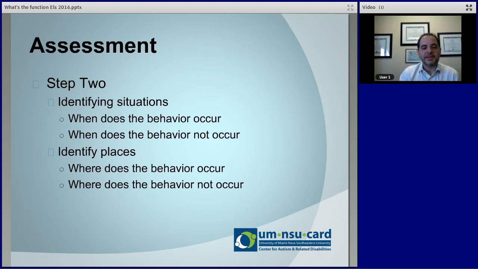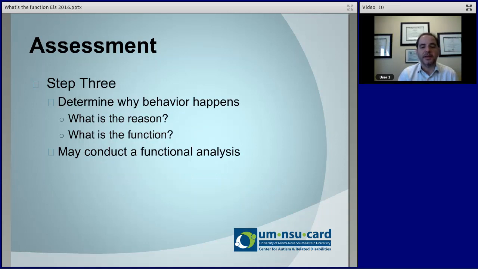Step two is to identify the situations. And this one is really informative. When does the behavior occur? Okay, it occurs most often when he's told no, or it occurs most often when something is taken away from him. Perfect. You also want to know when the behavior does not occur. And that's also very informative. It never occurs when he has access to everything he wants. Great, good information. You also want to identify the places. Does it occur at school? Does it occur at home? As well as where does the behavior not occur?